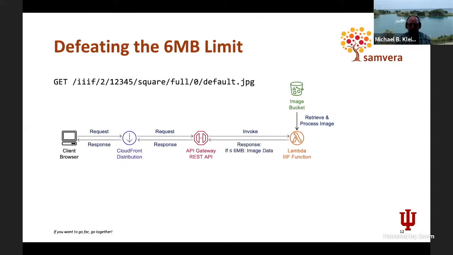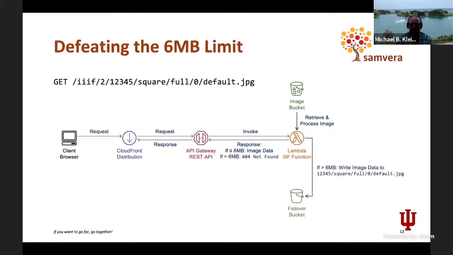If the resulting image fits in less than 6 megabytes for that response payload, the function just returns it to the API gateway, which returns it to CloudFront, which returns it to the viewer. Standard operation, no workaround visible yet. This is just how API gateway works.